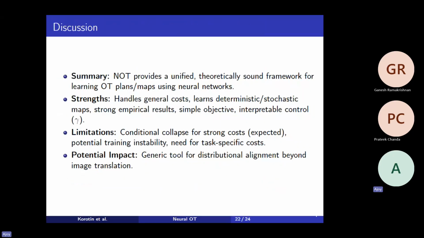Finally, if I have to summarize the paper, NOT provides a more sound, complete framework, but it has some critique that it is not completely sound, which would be discussed by my teammate, Mr. Satyankar, in the further discussions. Thank you, sir.